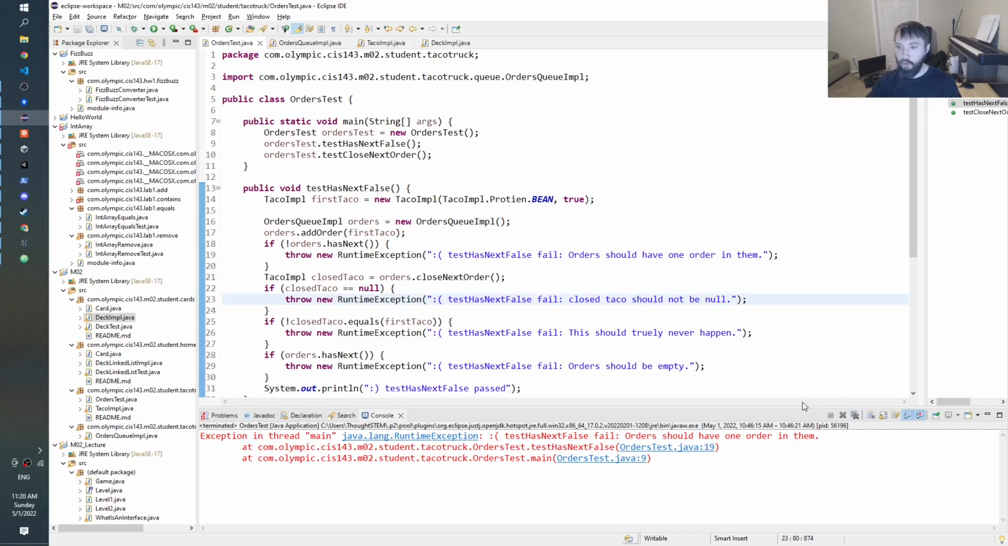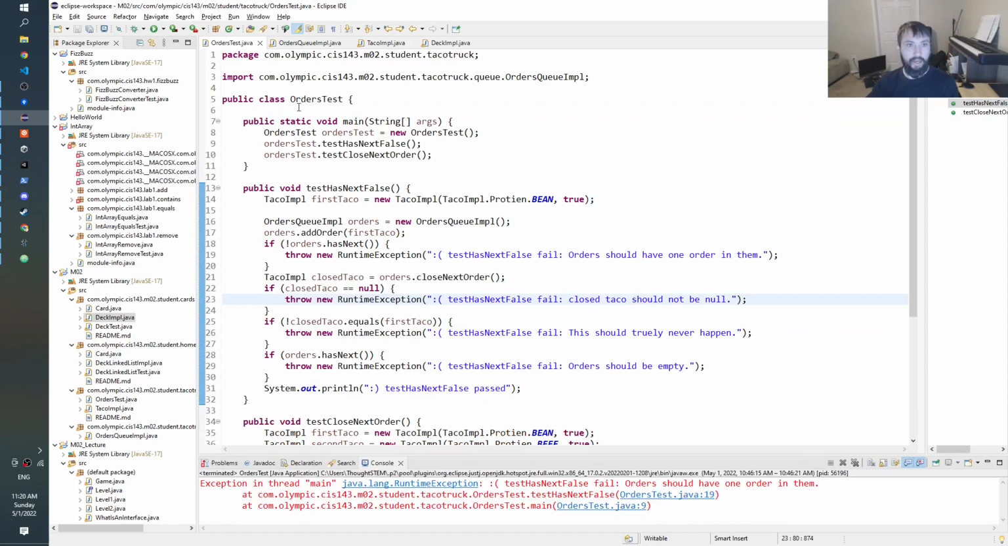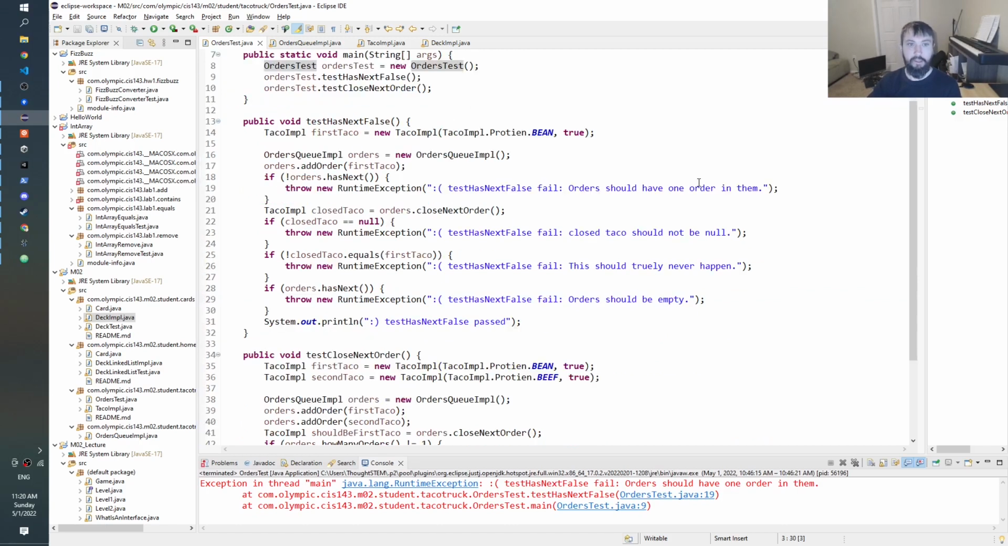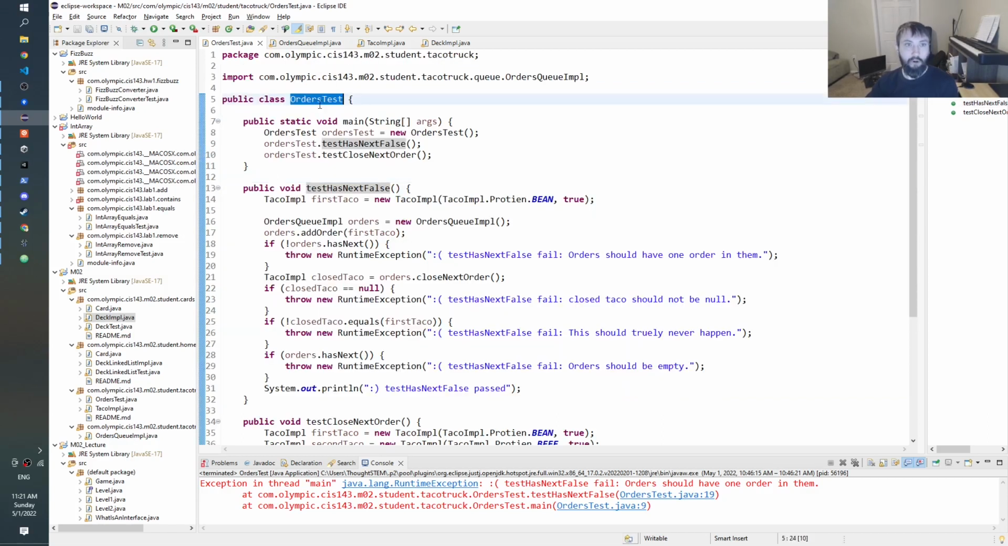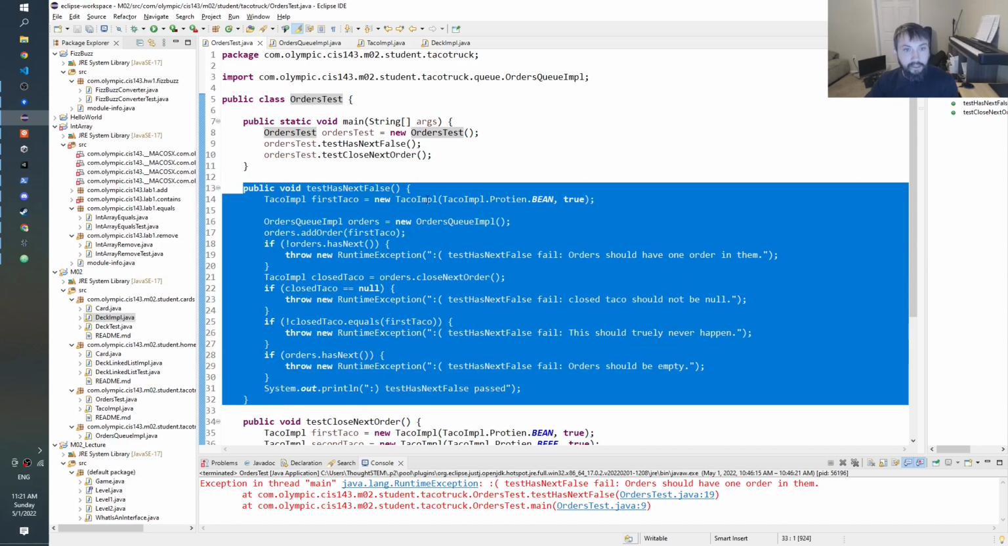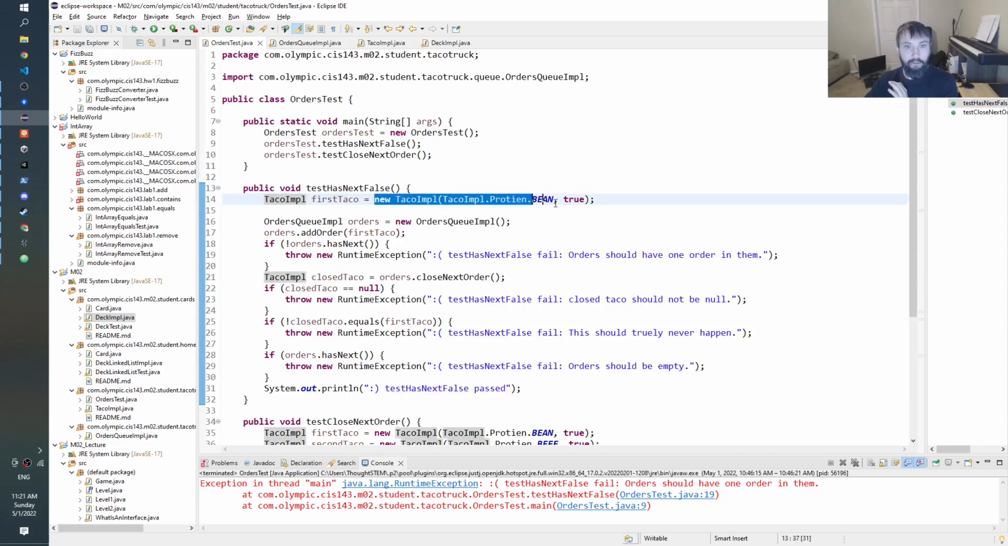So here we are looking at orders test, one of the Module 2 assignments. And let's look at test has next false. That's this method right here. So this method right here, this part of orders test, has already in it a few examples of something that's essentially data. So here we are creating our first taco, meaning we're constructing a taco impl, and we're saying that it's going to be a bean taco with cheese.